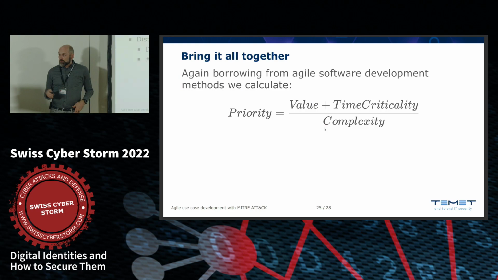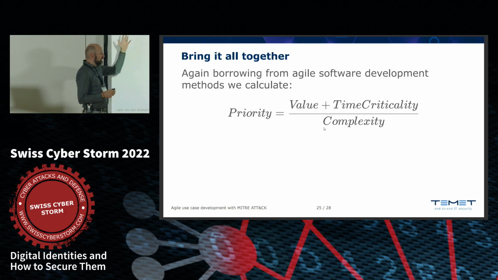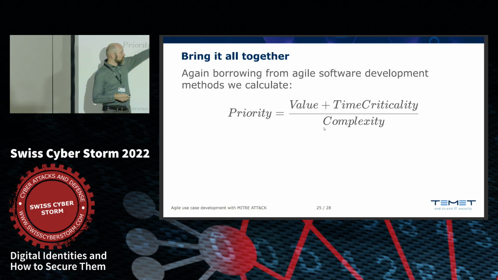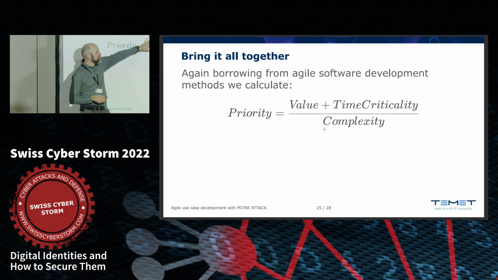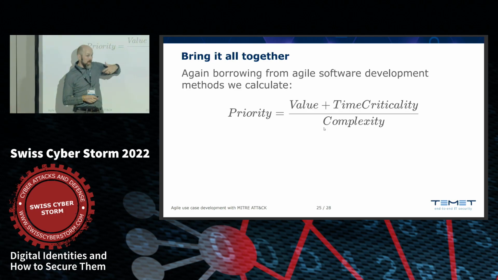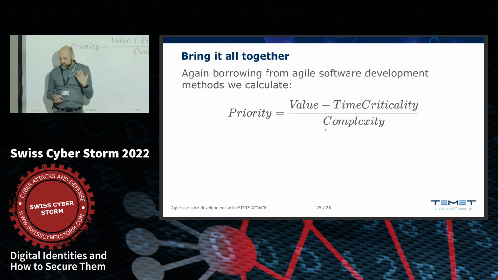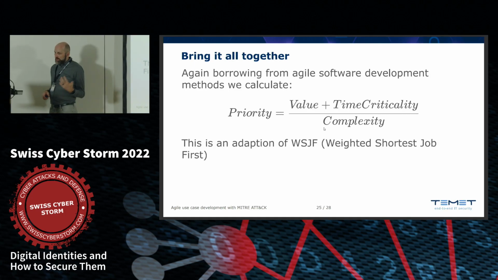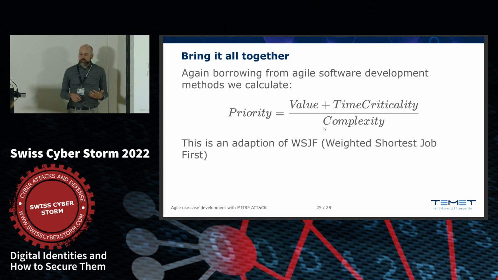So, if you put this all together, then you could calculate your priority, and I stole this from software development, from SAFe actually. The idea, you would calculate the value you calculated, plus the time criticality, because you want to have this as well, so that you can react to real threats, and then divide this through complexity. And this is an adaptation of what's called WSJF in SAFe, which is weighted shortest job first.